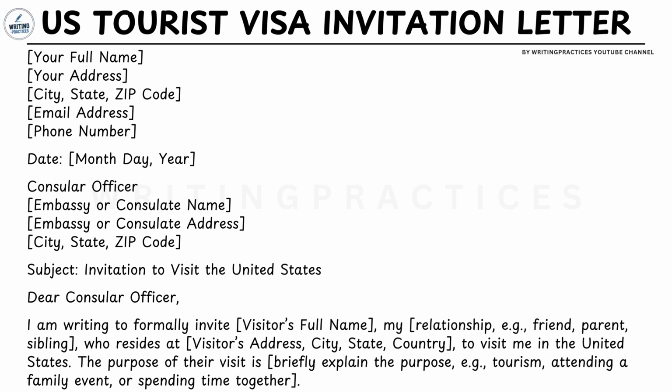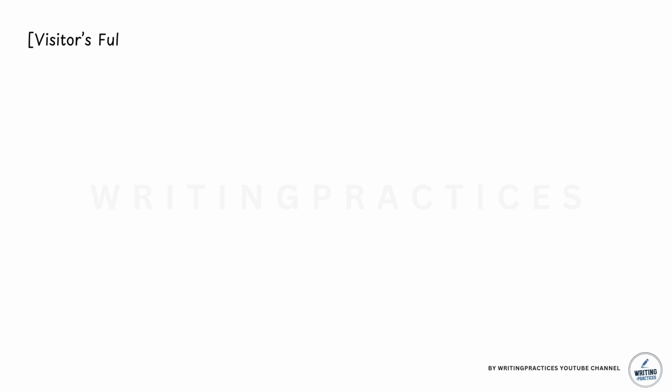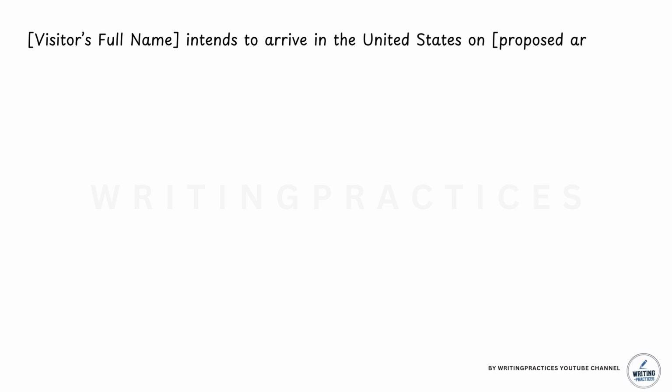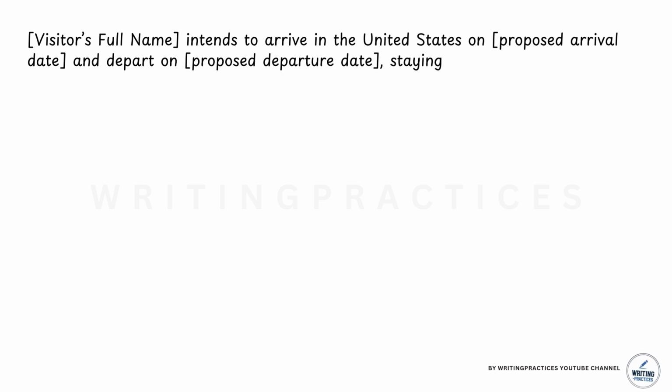Body paragraph 1. Duration and accommodation. Next, specify the intended travel dates, the length of the visit, and the accommodation arrangements. For example, visitor's full name intends to arrive in the United States on proposed arrival date and depart on proposed departure date. Staying for approximately duration of visit.